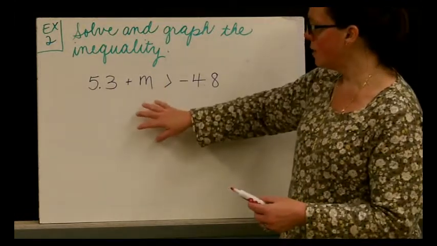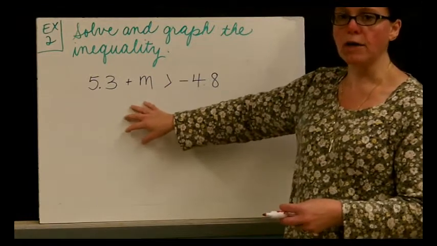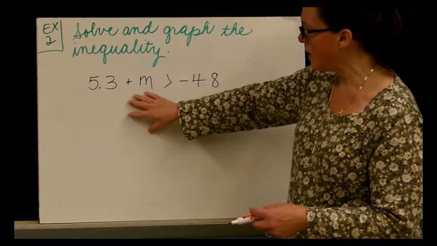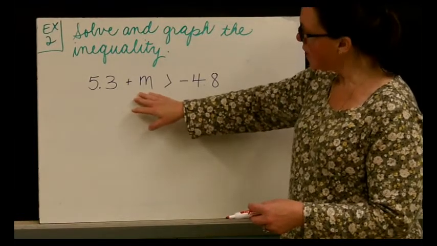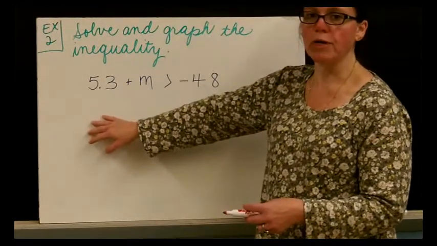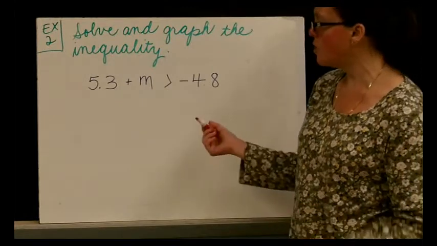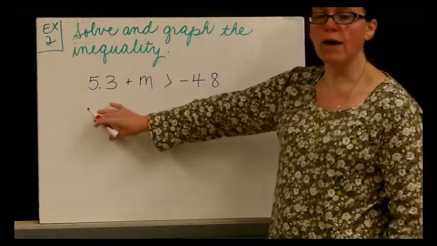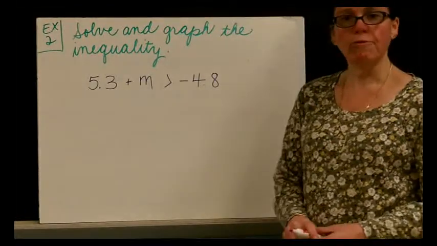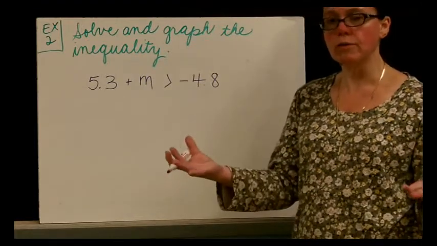What I mean by that is, our goal is to get the m by itself. We want to isolate this variable. We have to take a look at it and see that right now, it's not alone. It's being kept company by positive 5.3. And so what we're going to do is use inverse operations to negate this constant. The opposite of a positive 5.3 is a negative 5.3. And just like in an equation, we have to do it to both sides.